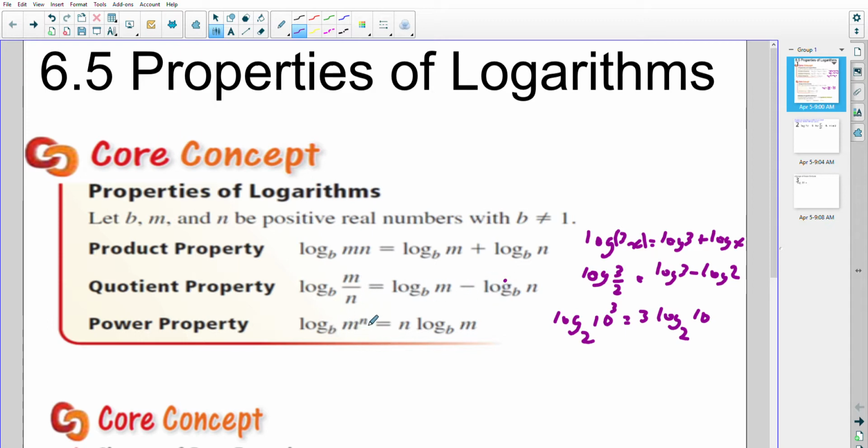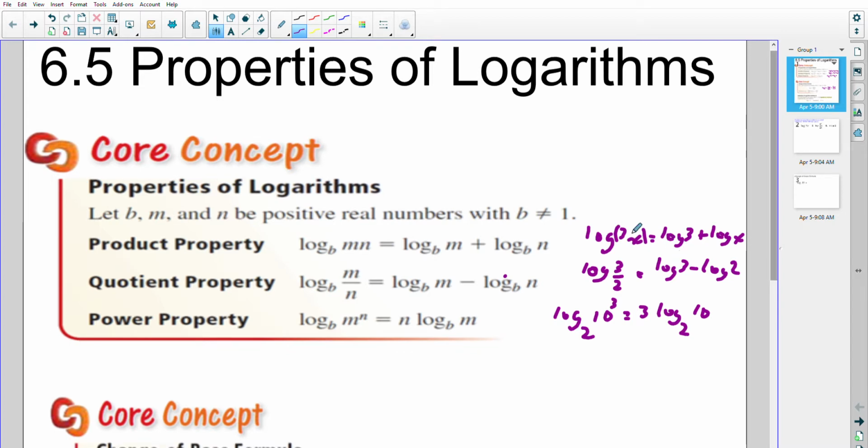When you have a power rule, the n actually comes out in front, and it's n times log base b of m. I did some examples over here. Notice that you have a product, and you split them down into the sum of two logs. Quotient, the difference of logs, and the power comes out front.